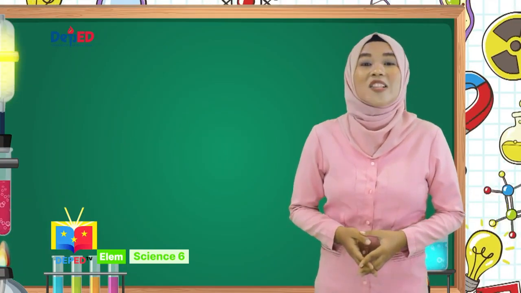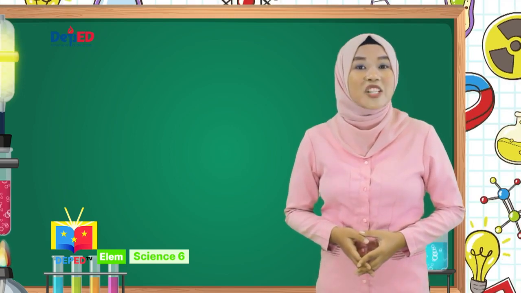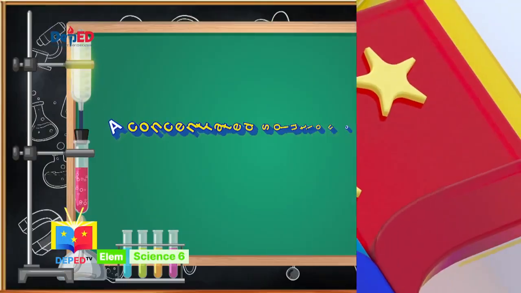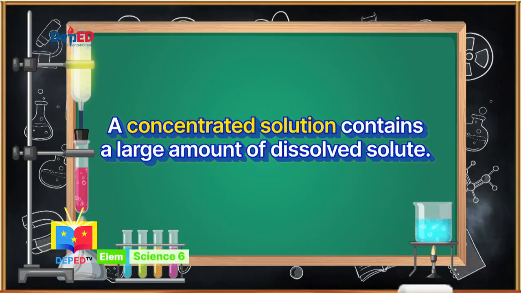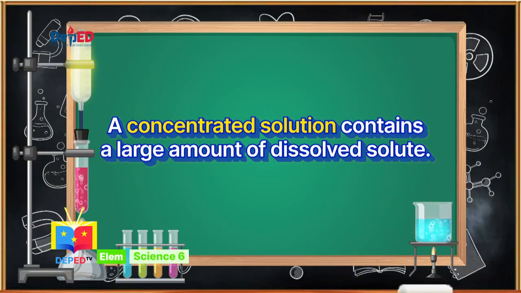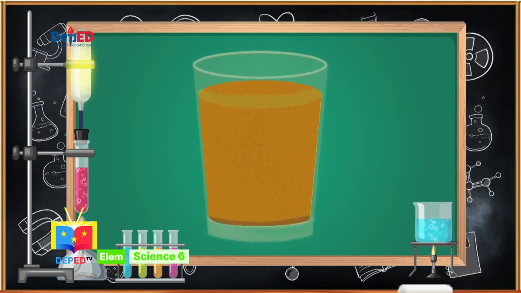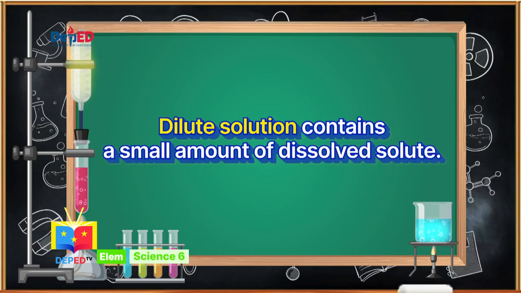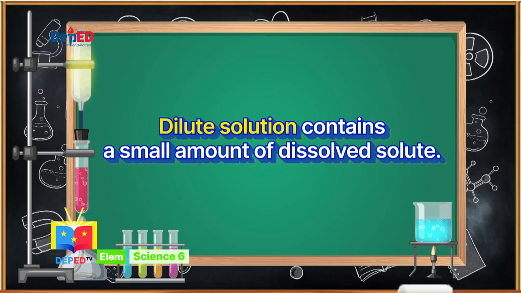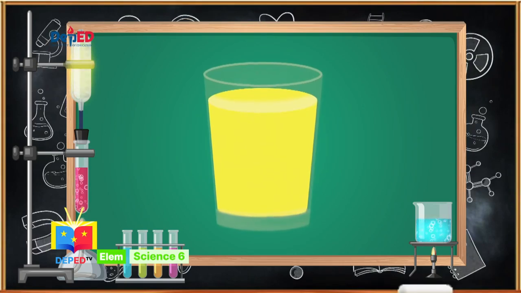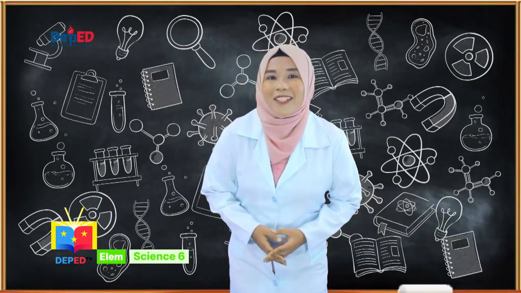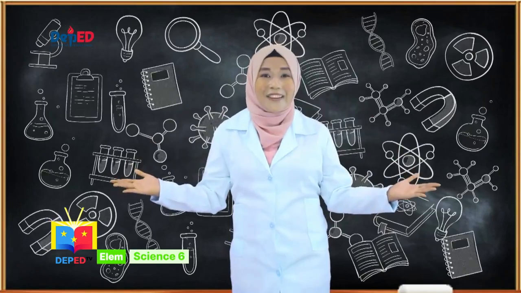Also, the concentration of solution is measured on how much solute is dissolved in a solvent. A concentrated solution contains a large amount of dissolved solute. A darker juice means it has more amount of solute, while dilute solution contains a small amount of dissolved solute. This is a picture of a dilute solution. Now, let's have our activity time.